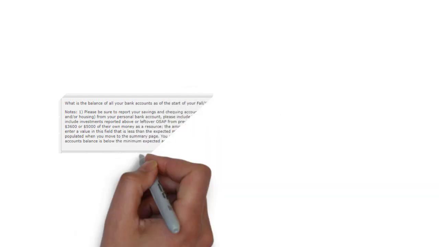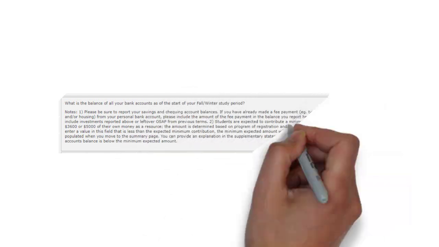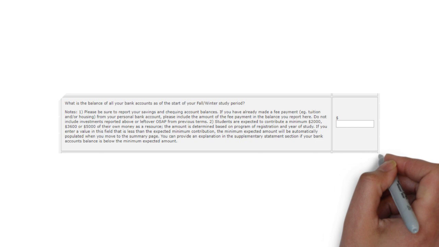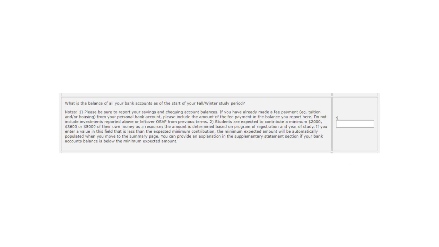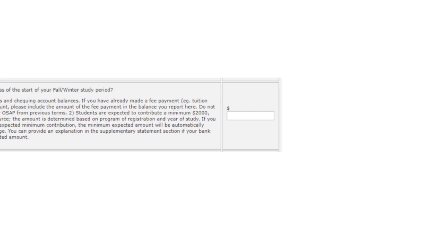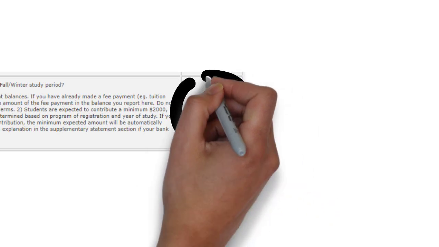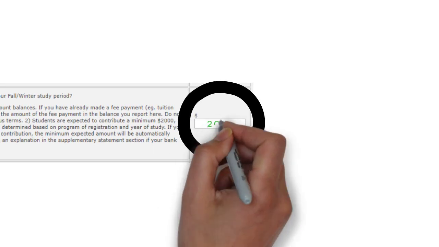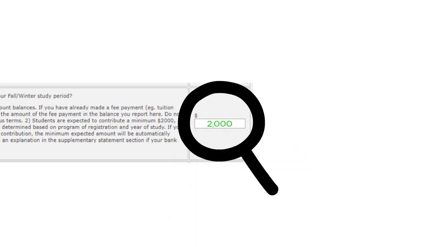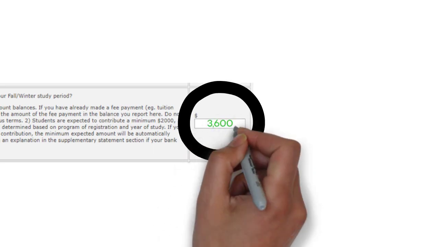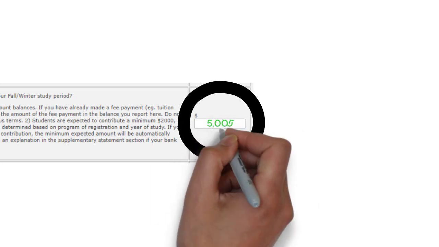Pay close attention to this question. You have to report your savings and checking account balances, including any tuition you have already paid from these accounts. A minimum contribution towards expenses is expected from each student. You either have to contribute $2,000, $3,600, or $5,000.